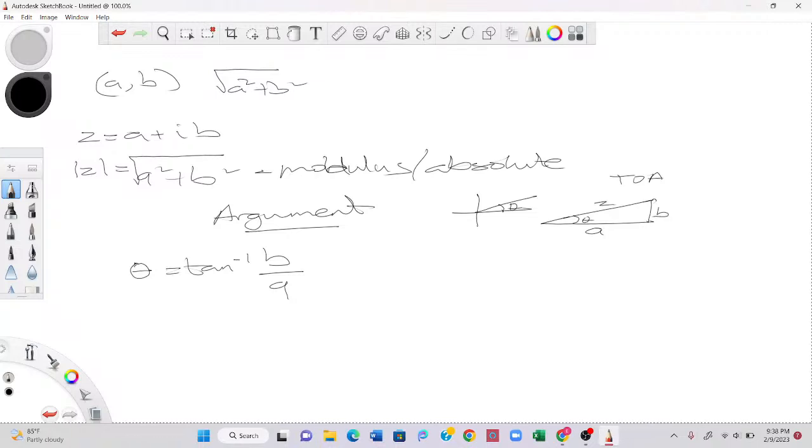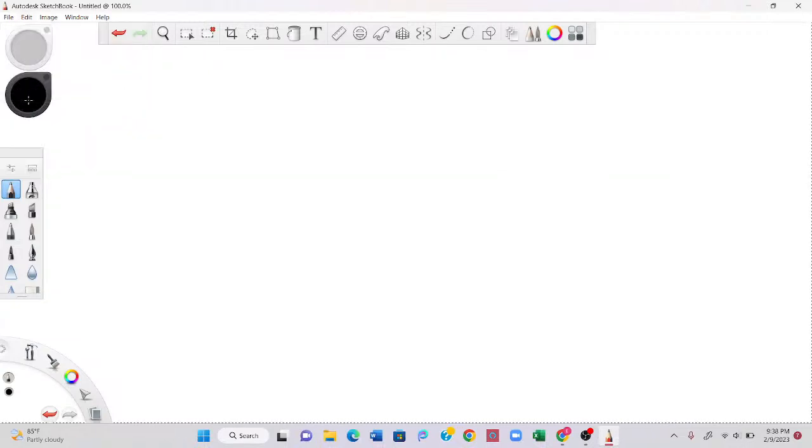And as we solve questions, you would see how it goes. Let's take this question: z is equal to negative 2 root 3 minus 2i. You are supposed to find the argument and the modulus.